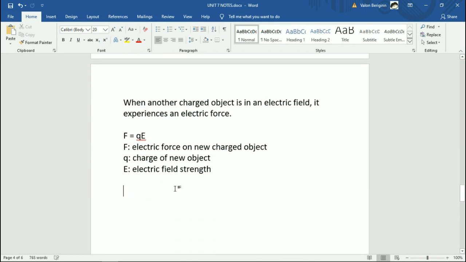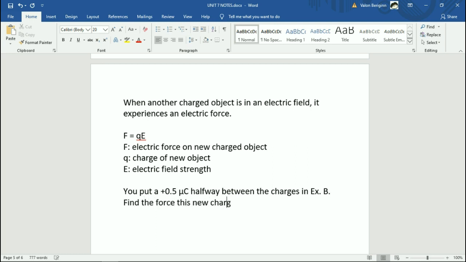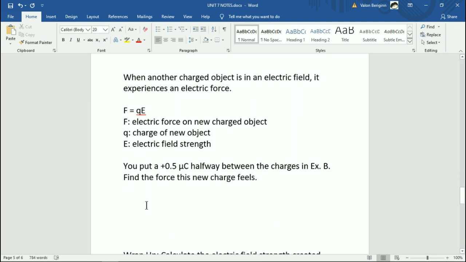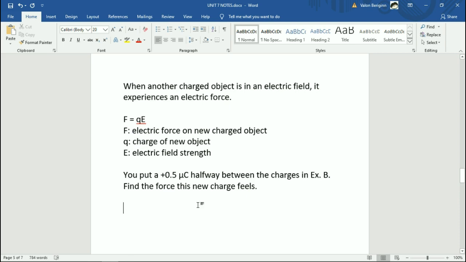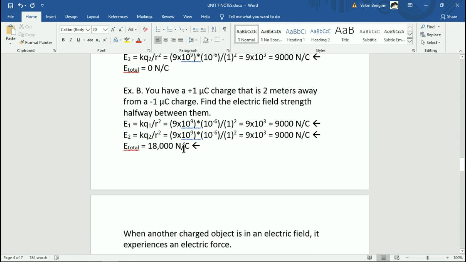You put a positive 0.5 microcoulomb charge halfway between the charges in example B. Find the force this new charge feels. We know what the field strength is halfway between those two charges. That's what we found.